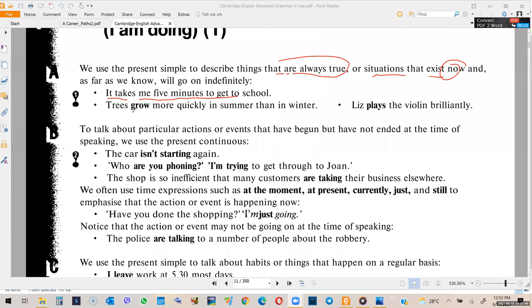To talk about particular actions or events that have begun but haven't ended at the time of speaking. The car isn't starting again. The car is not starting. So he's using now to talk about, we say, begun, the action started, so that there is a problem with the car. The car has a problem.